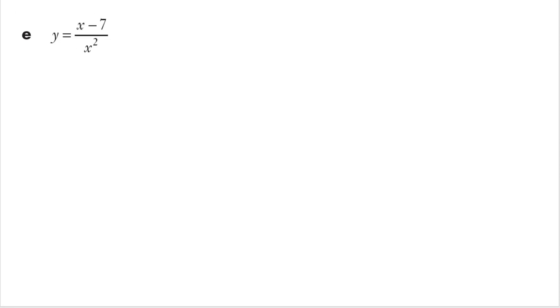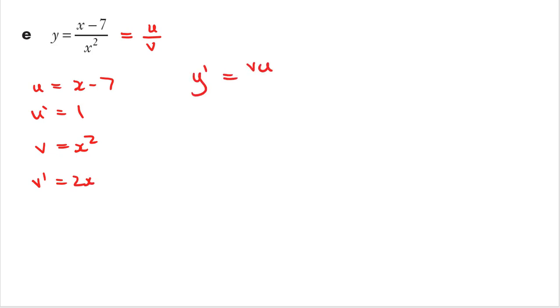Last one I want to do in this video is question E. So we've got u and v. u is equal to x minus 7, so u dash is equal to 1. v is equal to x squared, so v dash will be 2x. We're going to have vu dash minus uv dash. Always with the quotient rule, if you're trying to commit this to memory, always v first and v squared at the bottom is a good way to remember it, and it's always a subtraction in the middle.